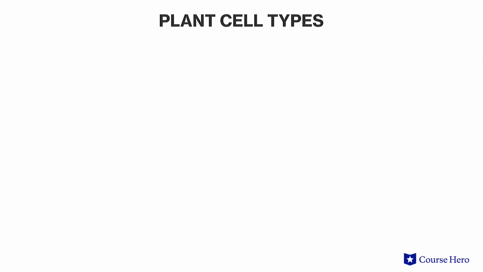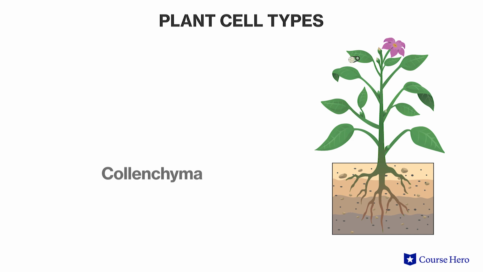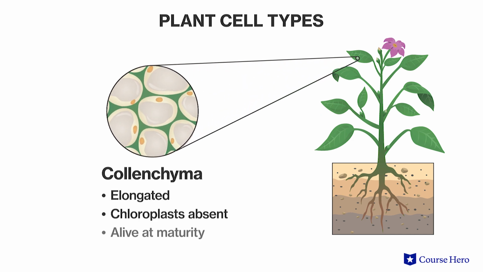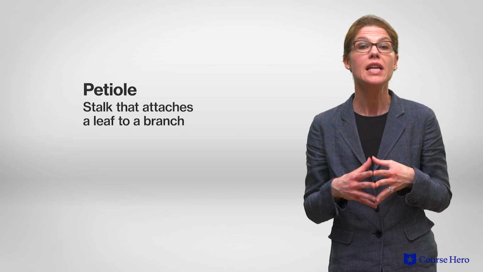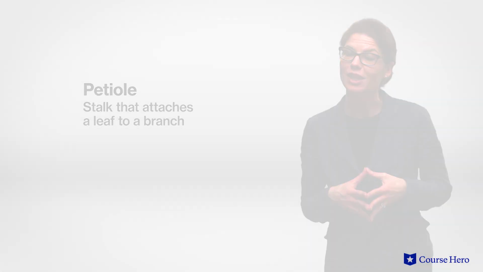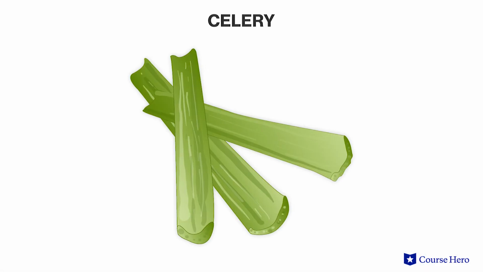A collenchyma cell is an elongated cell that supports new growth, particularly in areas of a plant needing extra strength. The narrow stalk connecting a leaf to a plant stem, known as the petiole, is constructed of collenchyma cells. For example, the strings of a celery stalk, which is a petiole, are composed of collenchyma cells.